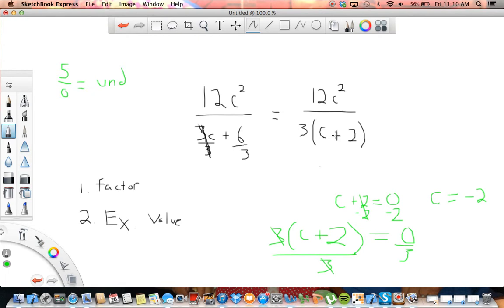So with that being said, and this is how we actually write it, this will be your answer here, or part of your answer. You would write it as c cannot equal negative 2, and that's how you would write that. So that's going to be your excluded value. Number 3, the next step is to continue simplifying. So number 3, simplify.